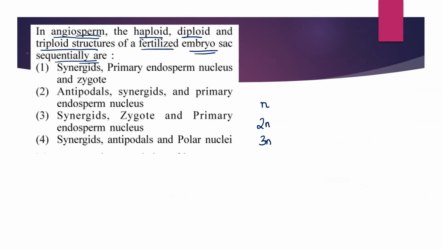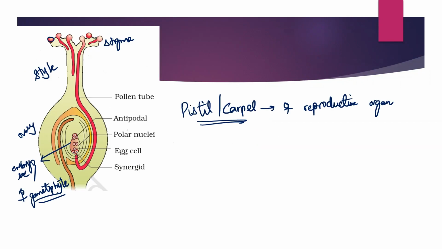So, in angiosperms, that is flowering plants, the haploid, diploid, and triploid structures of a fertilized embryo sac: after fertilization takes place, one of the male gametes fuses with the egg cell to form the zygote, which is a diploid structure. The other male gamete fuses with the central cell to form the primary endosperm nucleus, which is triploid. And we know the antipodals and the synergids, which are present on either side of the egg cell, are haploid. The egg cell is haploid. Pollen grains having the male gamete are also haploid.